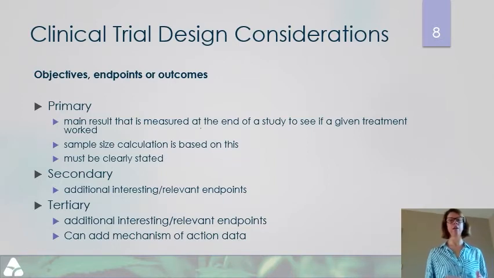So if you were looking in a pain population, you might want to look at other quality of life measures, like are they sleeping better? Is their mood improved? Things like that. And these are called your secondary and your tertiary endpoints. Now, as I said, if you fail with the primary endpoint, it doesn't matter if you see significant changes with your secondary and tertiary endpoints. Your drug won't get approved if they weren't the primary endpoint.